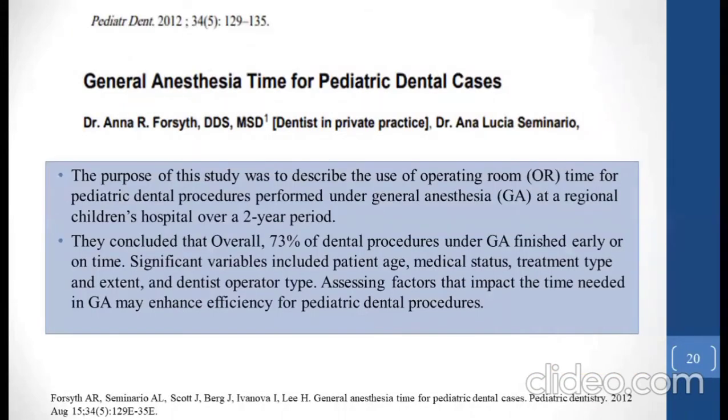Now, general anesthesia time for the pediatric dental cases. The purpose of the study was to describe the use of operating room time for pediatric dental procedure performed under GA at a regional children's hospital over a 2-year period. And they concluded that overall 73% of the dental procedure under GA finished early or on time, and significant variables included patient's age, medical status, treatment type and extent, and the dentist operator time. Assessing factors that impact the time needed in the GA may enhance the efficiency for the pediatric dental procedure.